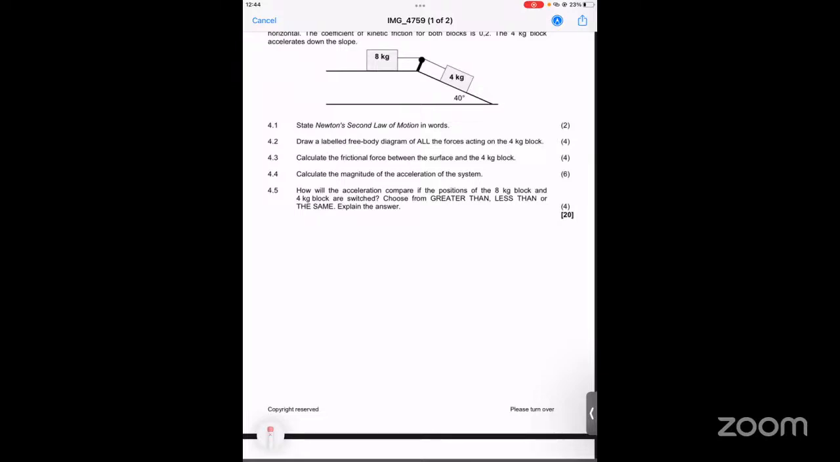I think I got it, sir. Okay, let's see. How have you worked it out? I used the F net equals mass times acceleration formula, F net equals ma. Okay, so then I made it into a equals F net over mass.